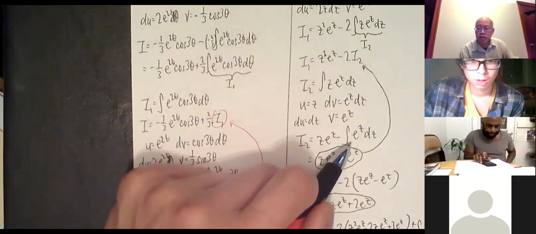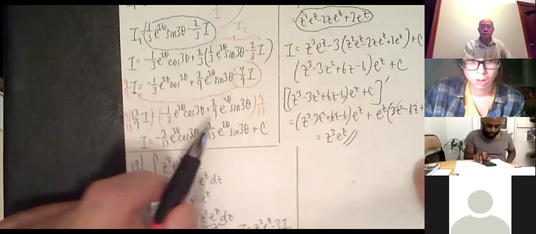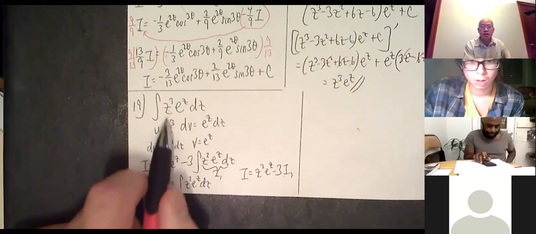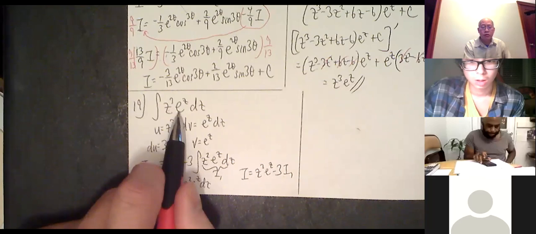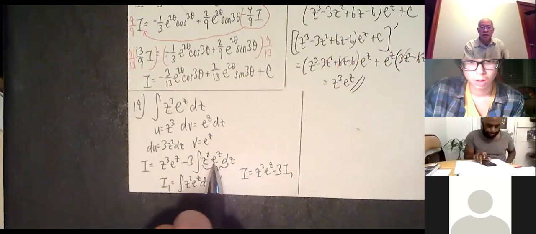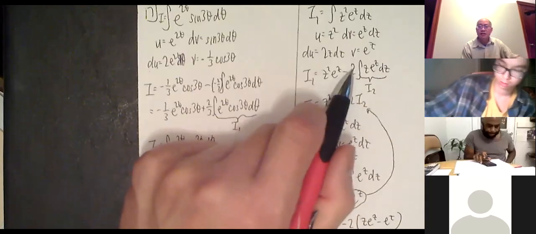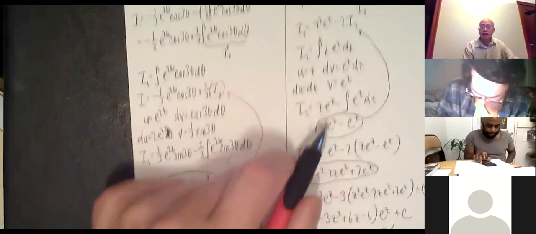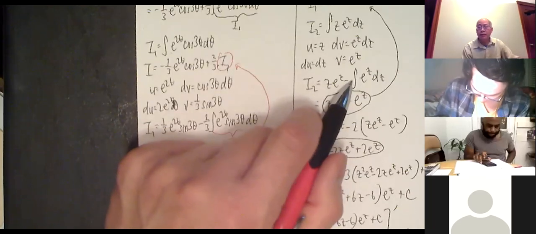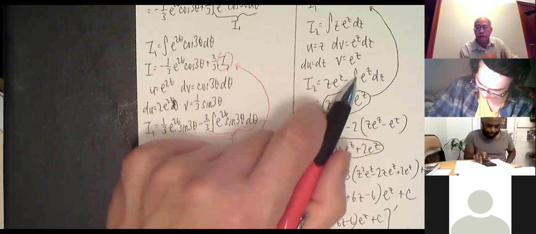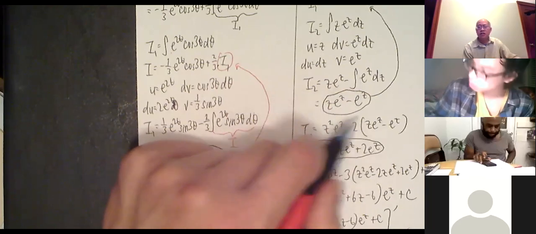So every time I integrate by parts using this technique, I drop the exponent by 1. Right? So z cubed e to the z. Integrate by parts once, z squared e to the z. Do it again, z e to the z. Do it again, just e to the z. And there we go. So the integral of e to the z is just e to the z. So this is my I2.